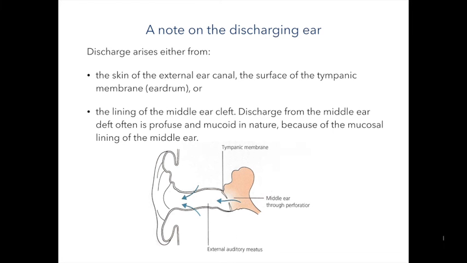So other things I wanted to mention: the discharging ear. With the discharge itself, think about where it might be coming from. Is it coming through a middle ear perforation, or is it coming from the otitis externa itself? It may come from the skin of the external ear canal, the surface of the tympanic membrane, or the lining of the middle ear cleft. Discharge from the middle ear cleft is profuse and mucoid in nature because of the mucosal lining of the middle ear, so just keep that in mind.